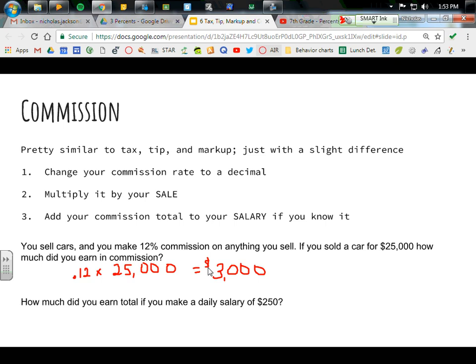To find out how much you'd earn total, you're going to have to know your salary. So let's say your daily salary is $250. All right, and you made $3,000 in commission. You would just add those two together. You see, you cannot add your commission to this $25,000 price because you're not making this. It's how much the car was. And obviously, 3,000 plus 250 is 3,250.